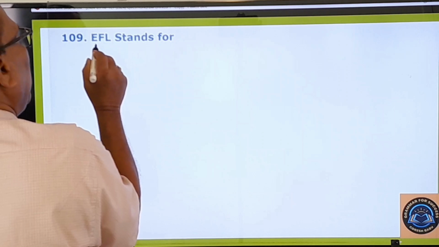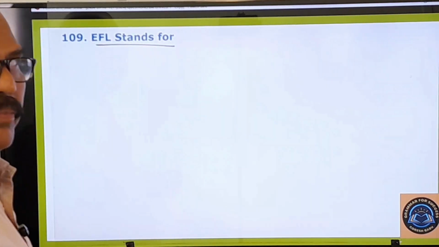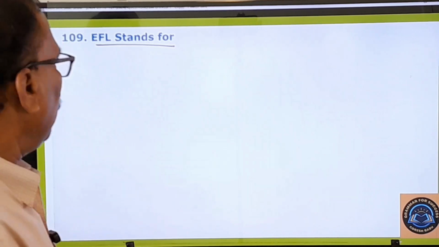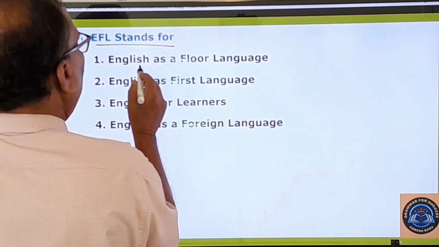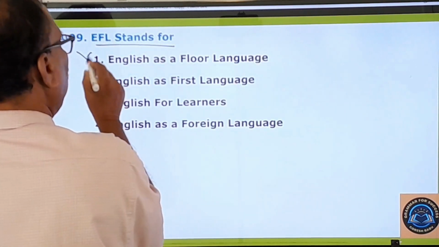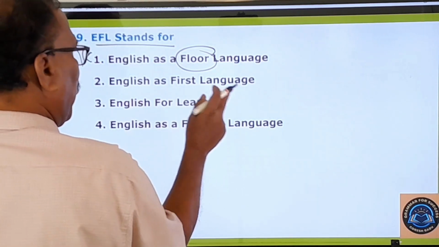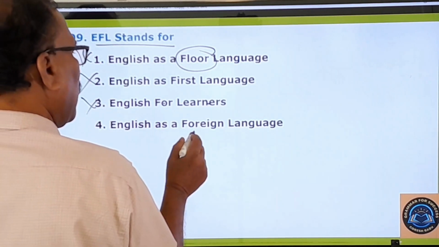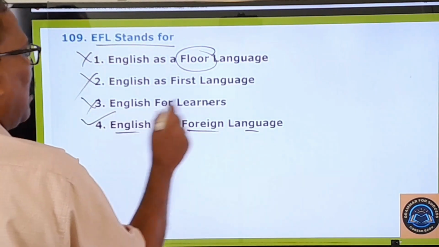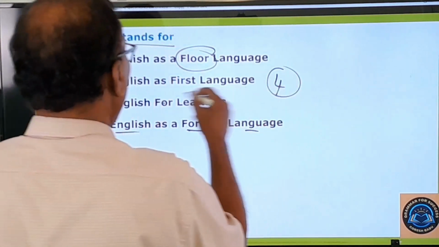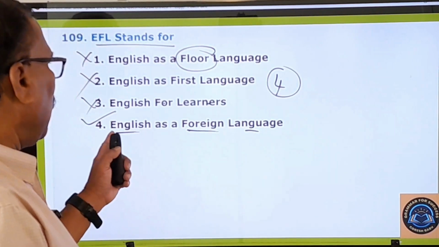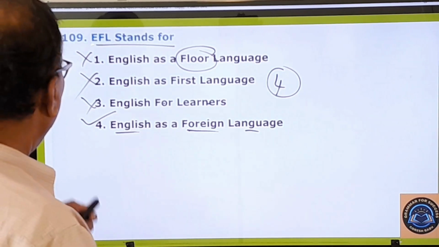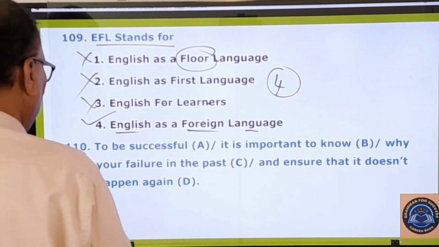109th question. EFL stands for, is asking you to expand the abbreviation EFL. Okay, English as a floor language. No, you cannot say floor, wrong. English as a first language. No. English for learners. No. English as a foreign language. So this is the right option. All others are wrong. You know very well, English as a foreign language. So EFL, that is called, right. And you go to the 110th question.